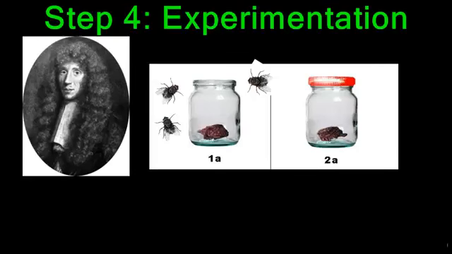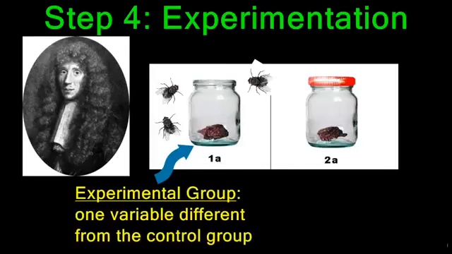In this case, the experimental group is the jar that has no lid and allows flies to get to the meat. An experimental group only has one variable that is different from your control group. In this case, the flies, which can get to the meat.